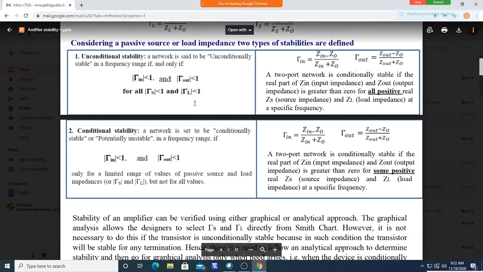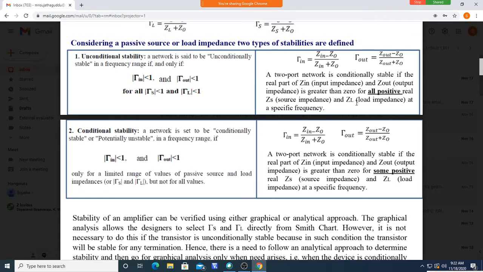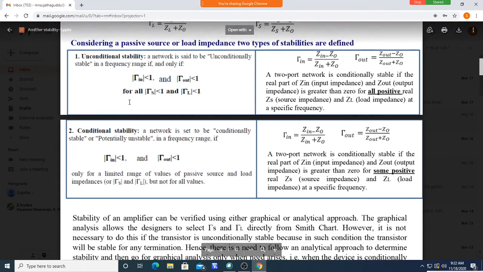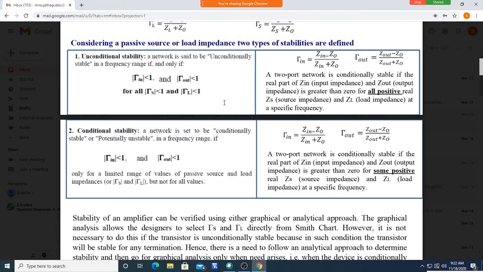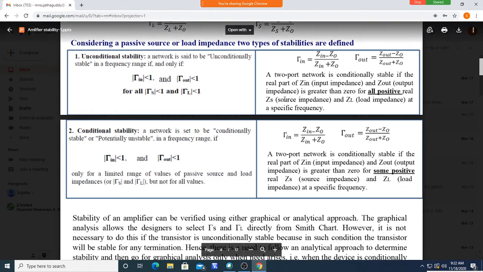Gamma in and gamma out are lesser than 1. If you take any value of ZS and ZL and gamma in is lesser than 1, that is called unconditionally stable. You cannot check by taking all values of ZS and ZL. That's why we are using the k and delta method. Use the k, delta and b values and find out whether k is greater than 1 and delta less than 1. That says for all values of ZS and ZL, gamma in and gamma out are lesser than 1.